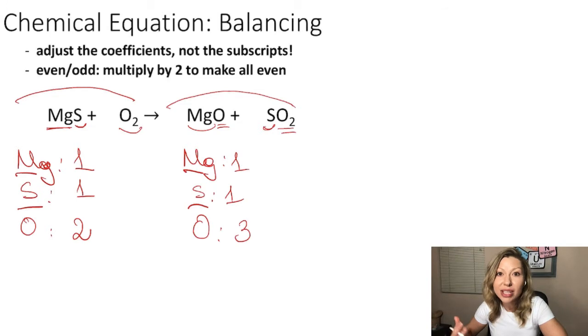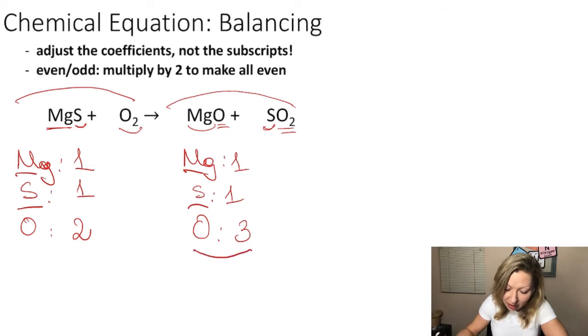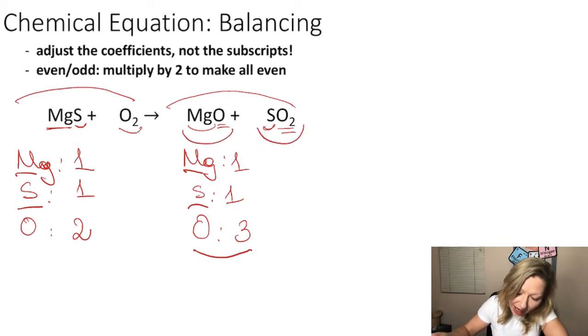I actually have an even odd situation. So what do I do? I take a look at the odd side and multiply that by 2. But I have 2 of my products that actually contain oxygen. Which one would you multiply to make it even?